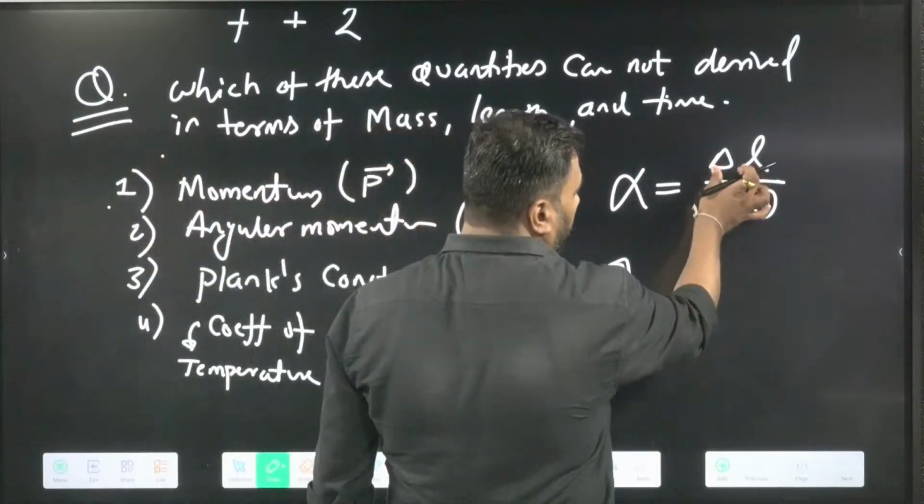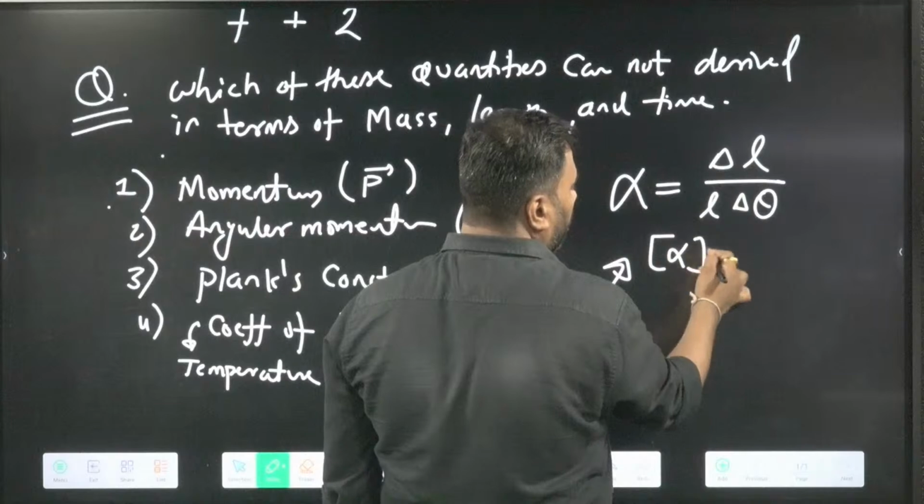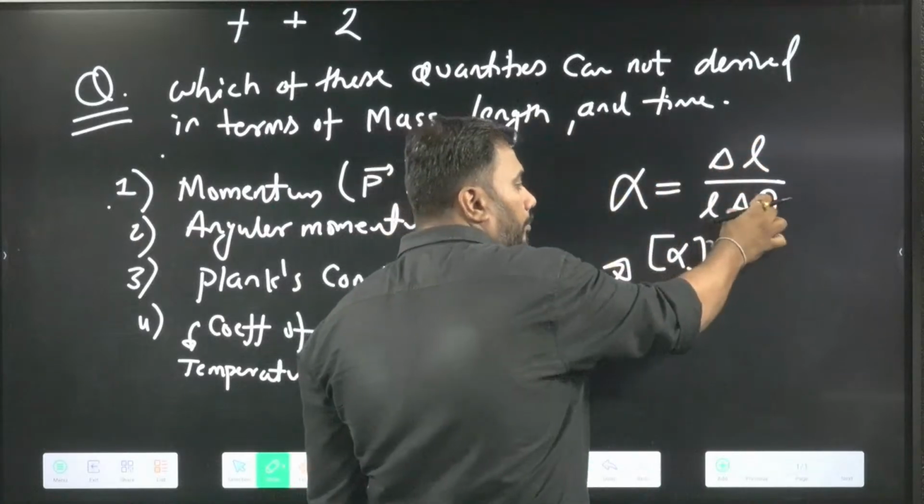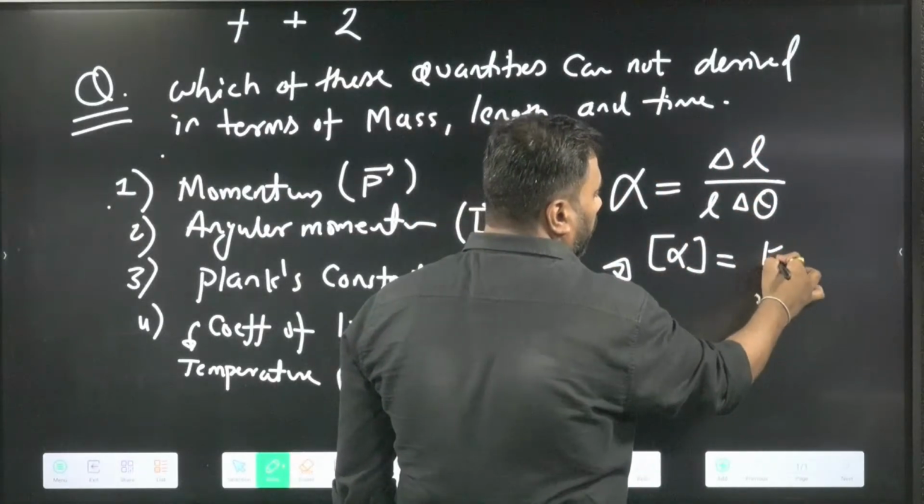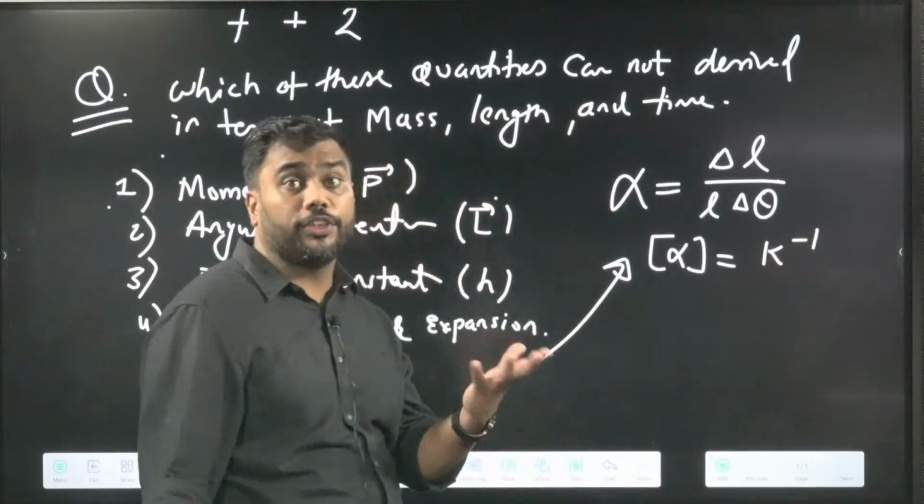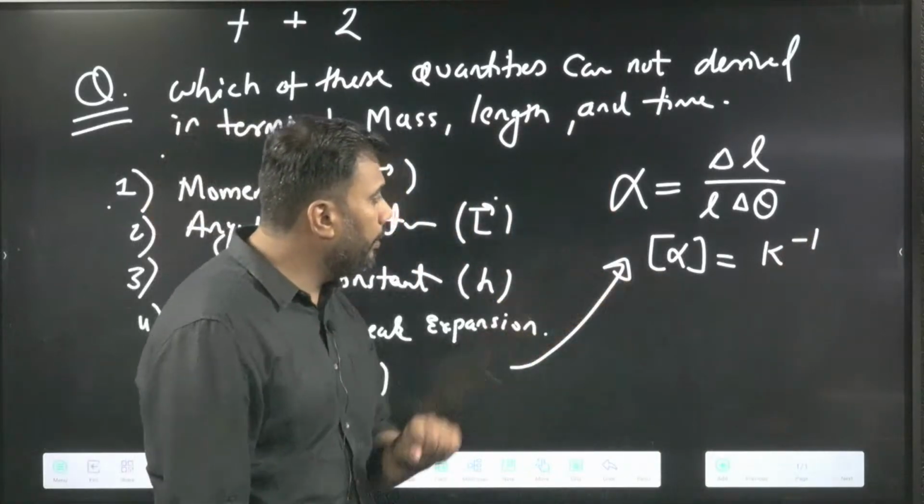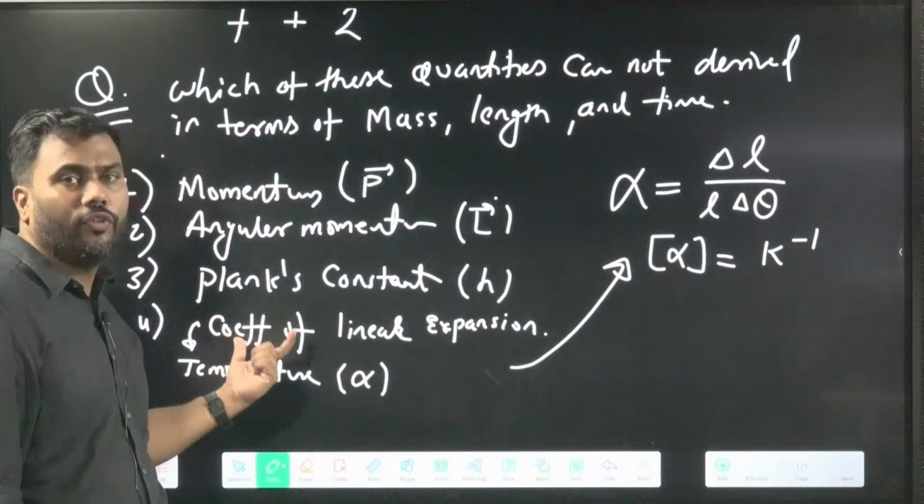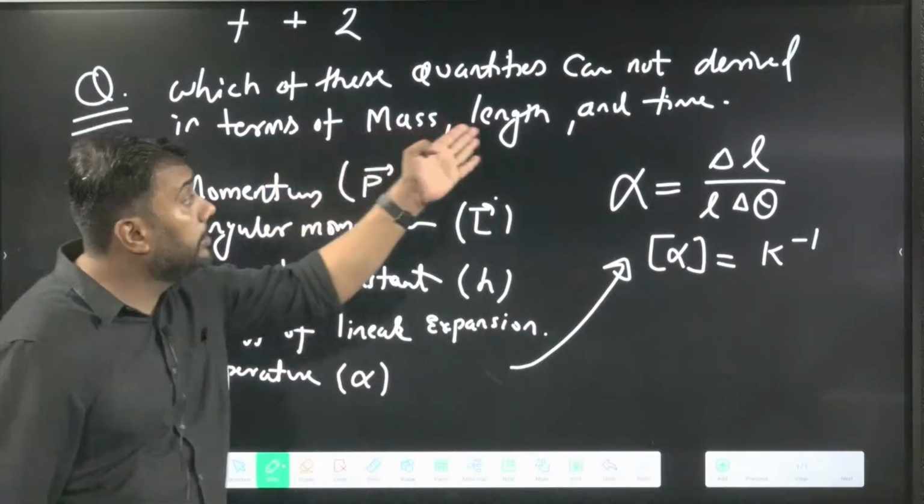Delta L by L will be dimensionless, change in length upon original length. Temperature is in the denominator, so the dimension of this will be K inverse, temperature inverse. So the coefficient of linear expansion is in terms of temperature, and temperature is not among mass, length and time.